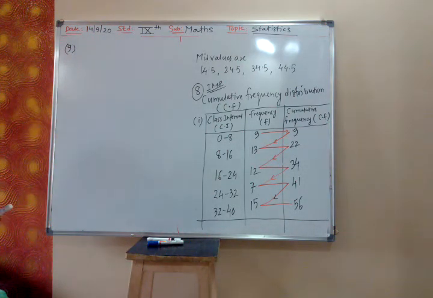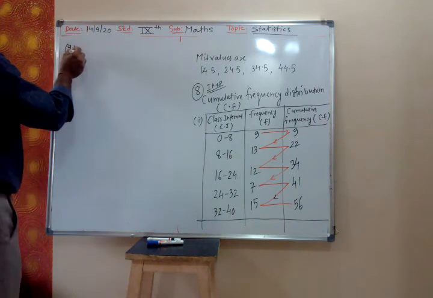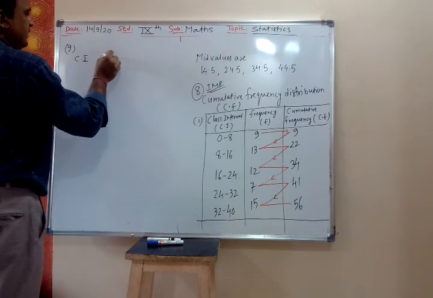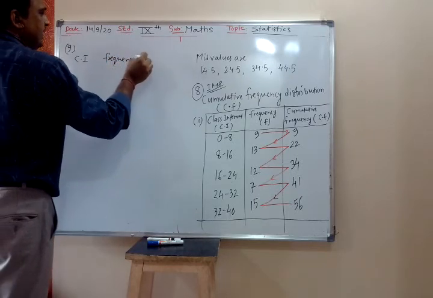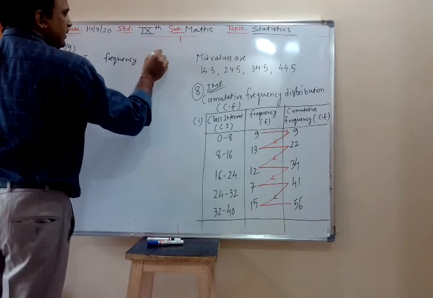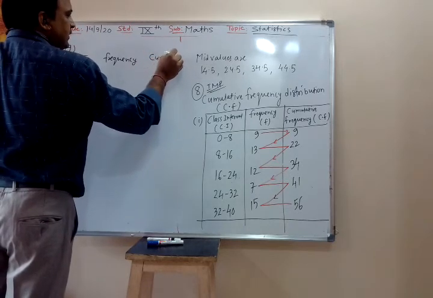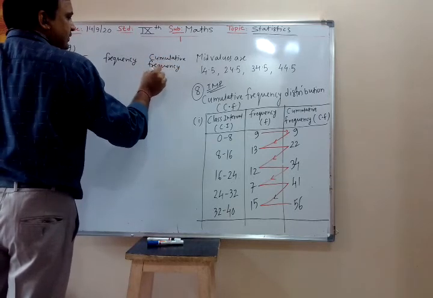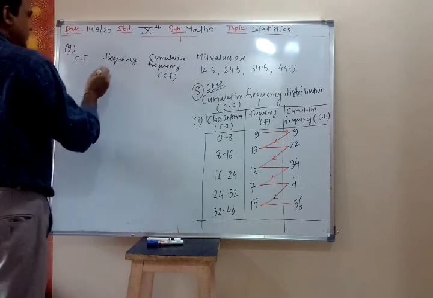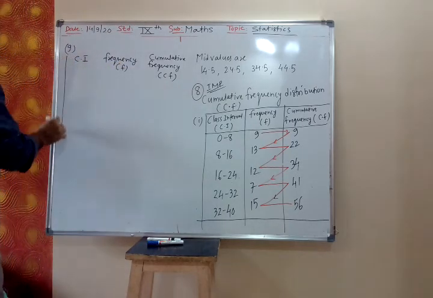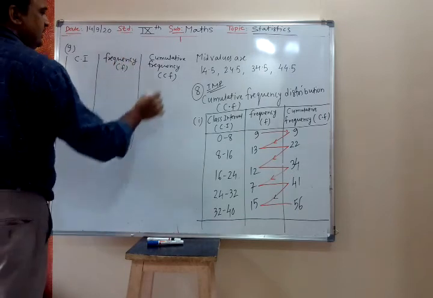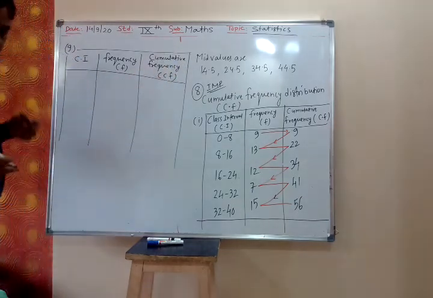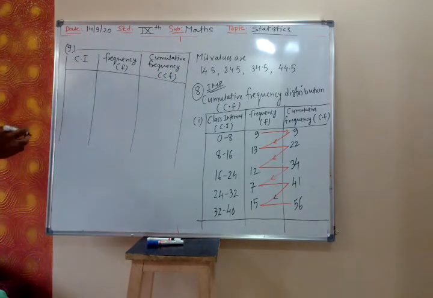So from CF you have to find frequency. First it is class interval, we write it as it is. Then next we have frequency, and then we have CF, cumulative frequency. We are given the table with CI, class interval, frequency, and then cumulative frequency.